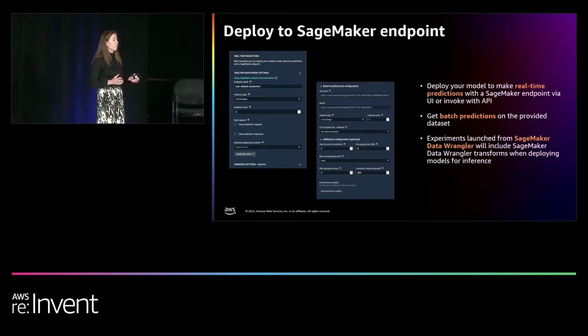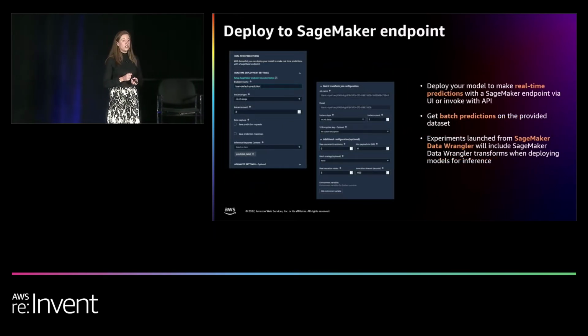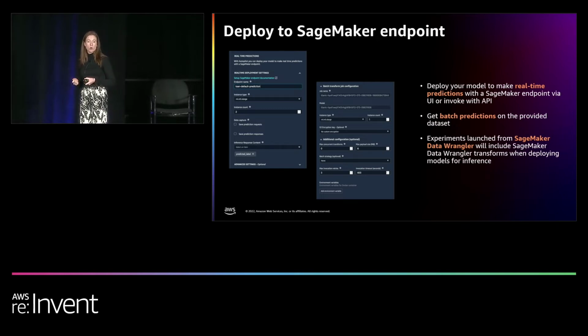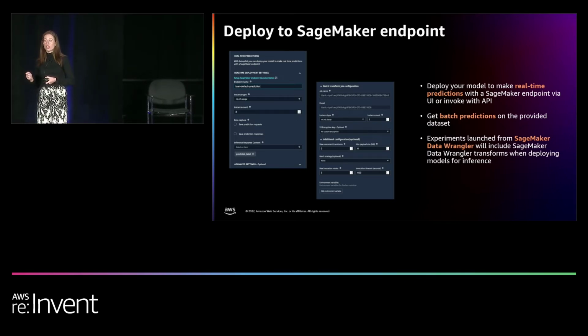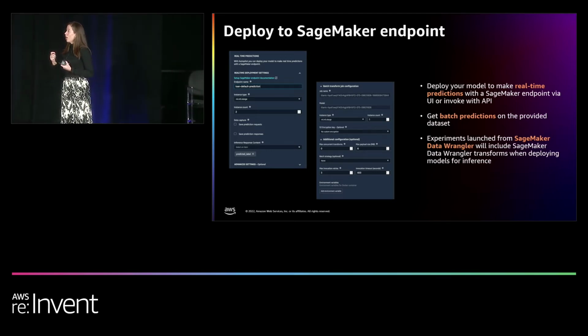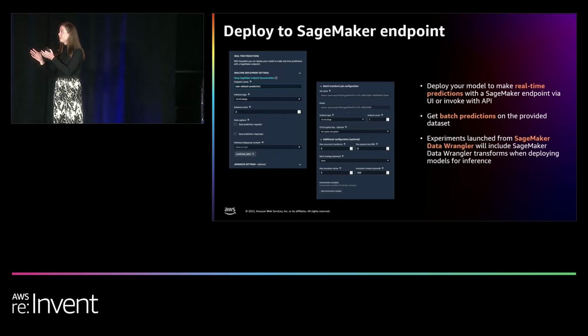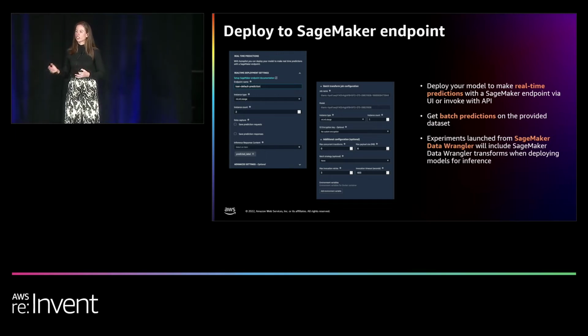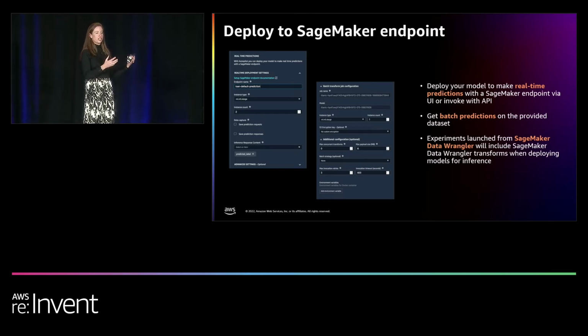Once you've decided which model from Autopilot you want to deploy, you can deploy these to a SageMaker or non-SageMaker endpoint. You can do it for batch or real-time inference, and you can do so either in the Autopilot UI, or using the Autopilot APIs within the SageMaker SDK. If you have prepared your data in Data Wrangler and then launched an Autopilot experiment from Data Wrangler, your data flow from Data Wrangler will also be deployed as part of that inference endpoint.